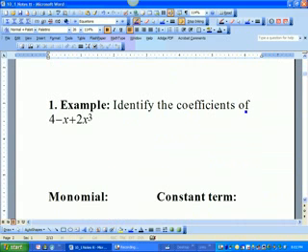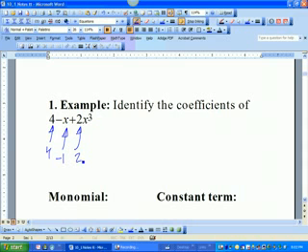Now, my first example: identify the coefficients of 4 minus x plus 2x to the third. My first coefficient is 4. My second coefficient is negative 1. My third coefficient is positive 2.